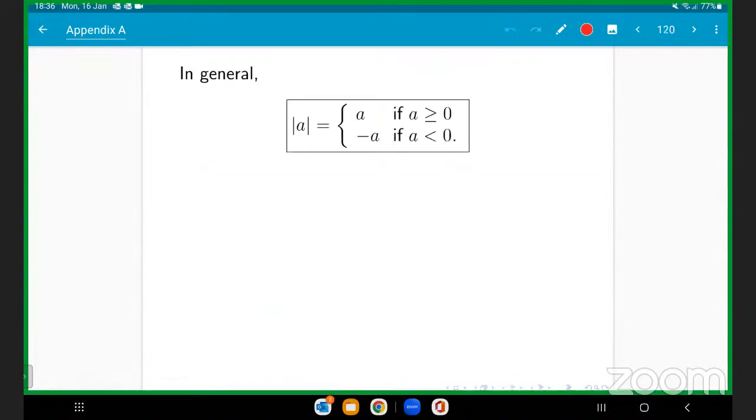And this is how it is. The absolute value of a number A is A if A is equal to 0 or positive. Otherwise, it is minus that original number if A was given to be negative.